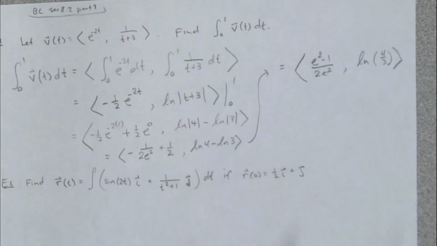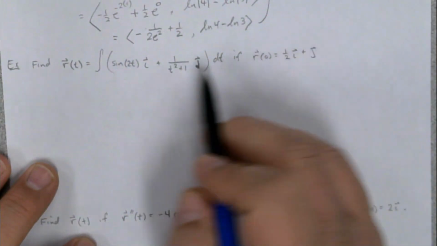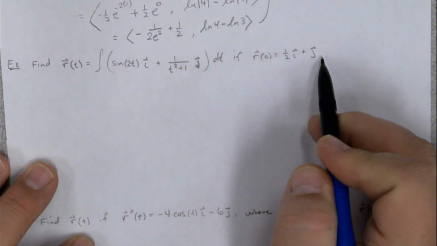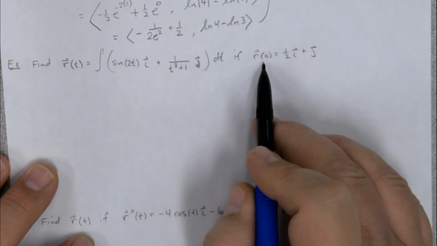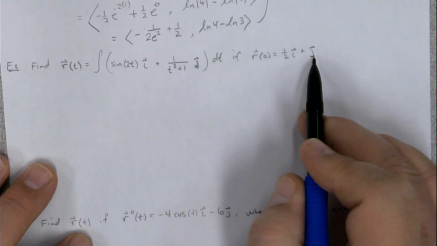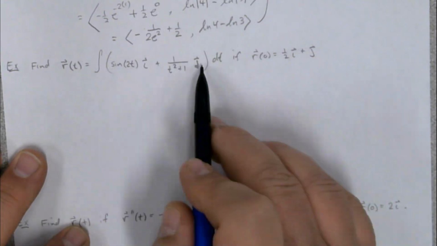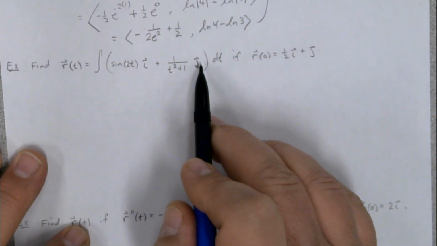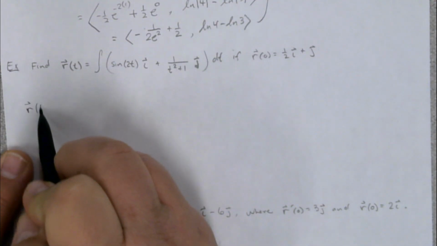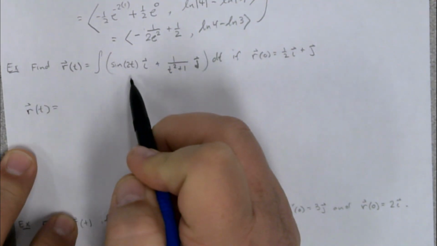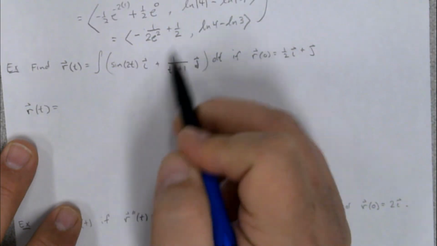Okay? Let's do this one right here. This time you notice it's in IJ form. Find this right here if r, vector r at 0 is that. Okay? So since r is the integration of this vector right here, let's integrate this vector right here. So what is r of t? Okay, it's the integration of this piece plus the integration of that piece.